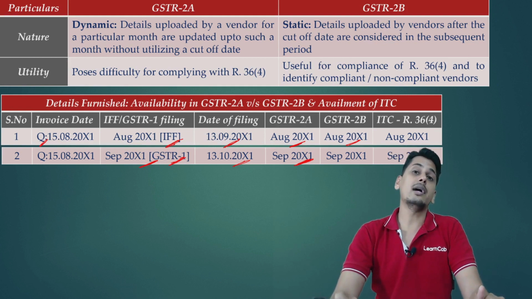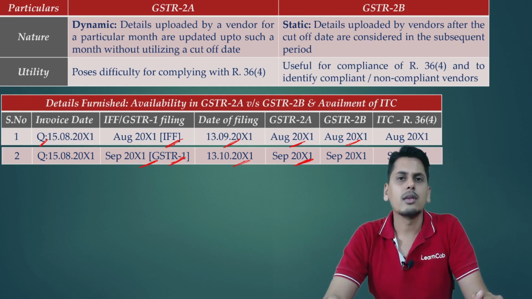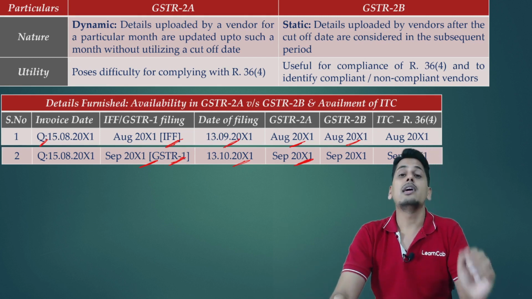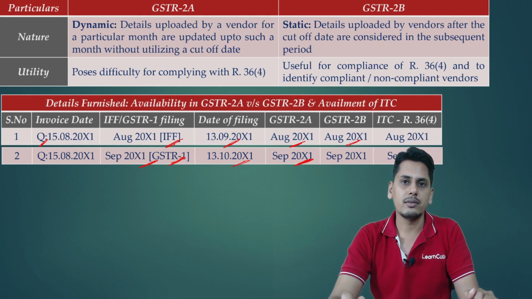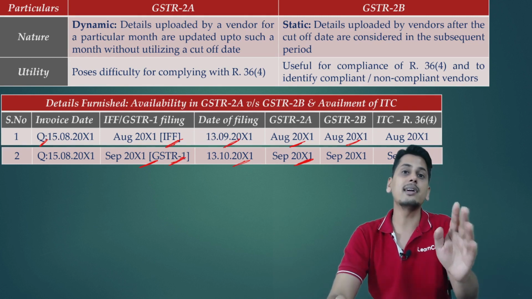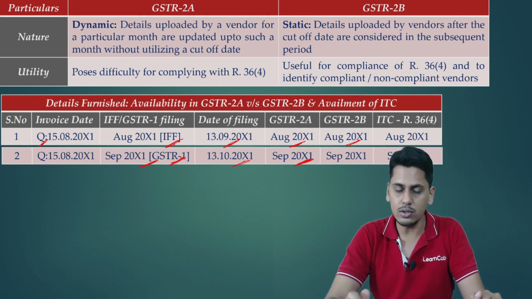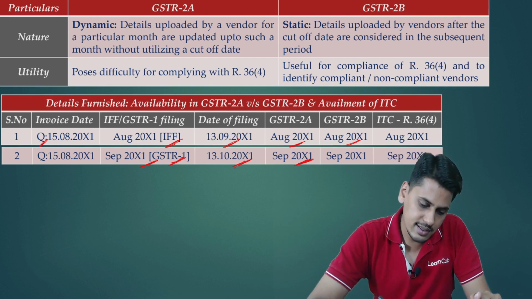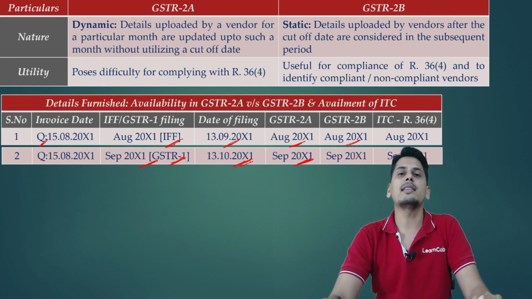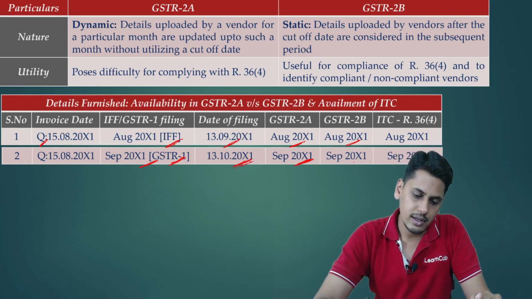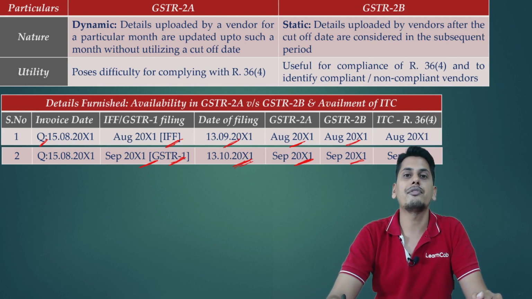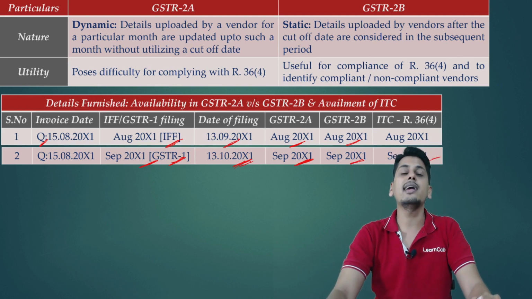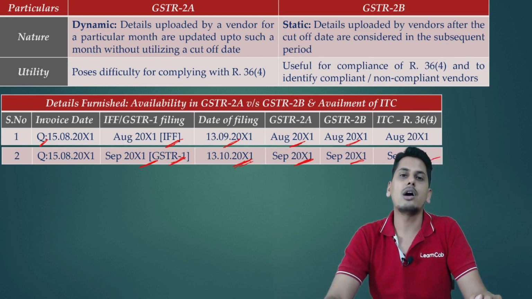Now friends, it appears in 2A of September. Will it also appear in 2B of September? Let's have a look. If it should appear in 2B of September, details should have been filed by 13th of October. Is it done so? The answer is yes, it is done so. So now friends, since it is filed by 13th of October, it would appear in 2B of September. Since it appears in 2B of September, credit can be taken in the return for the month of September.